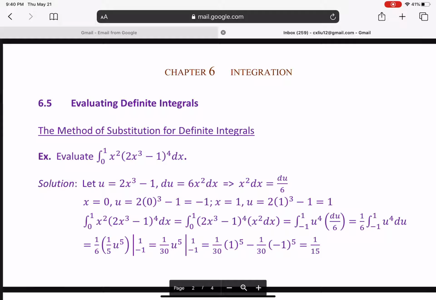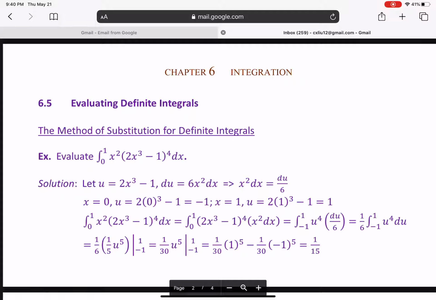And then you find out the lower and upper limits of integration for u, because we're going to carry out the integral over u after the change of variable. So when x is equal to 0, u will be 2 times 0 cubed minus 1, which you just plug in 0 for x in u, and you get negative 1. And when x is equal to 1, u is 2 times 1 cubed minus 1, so you get 1. So these are the lower and upper limits of integration for u.